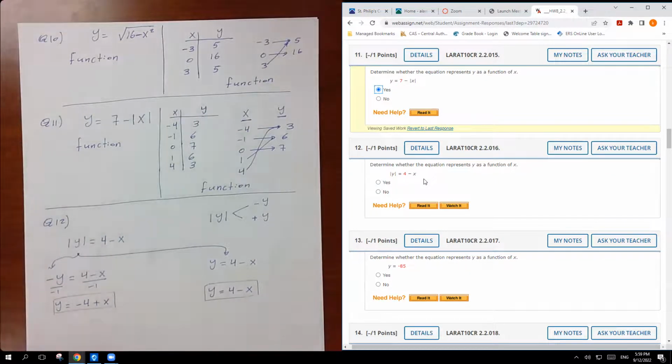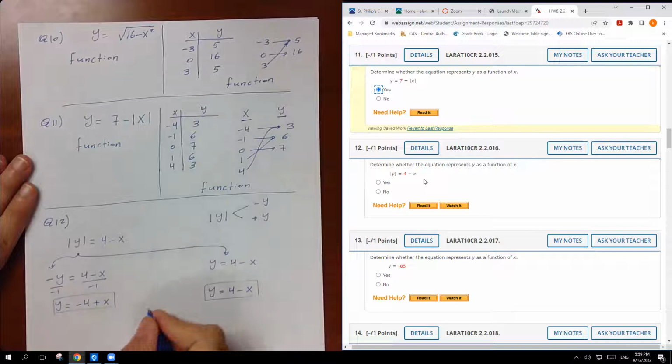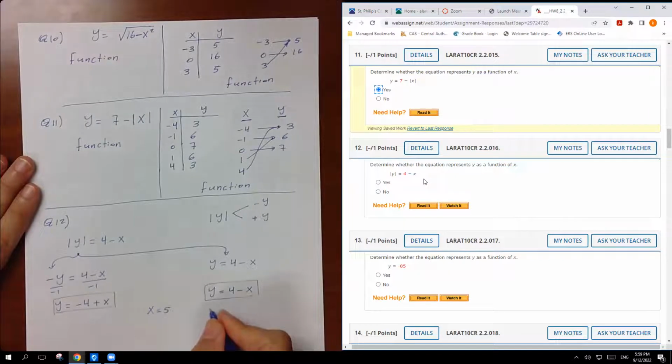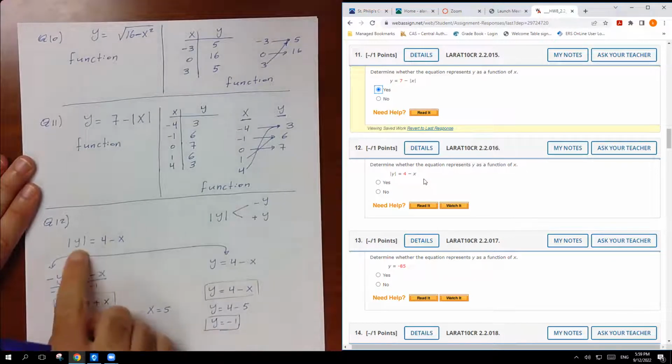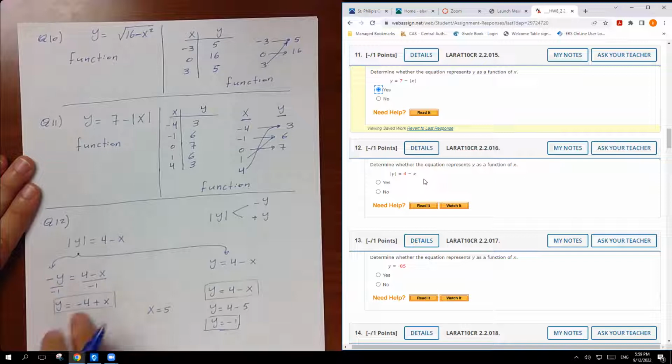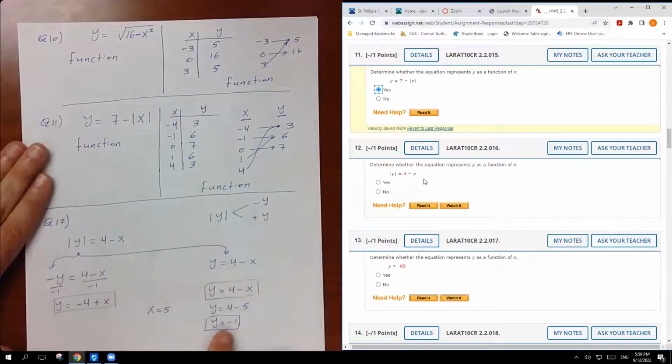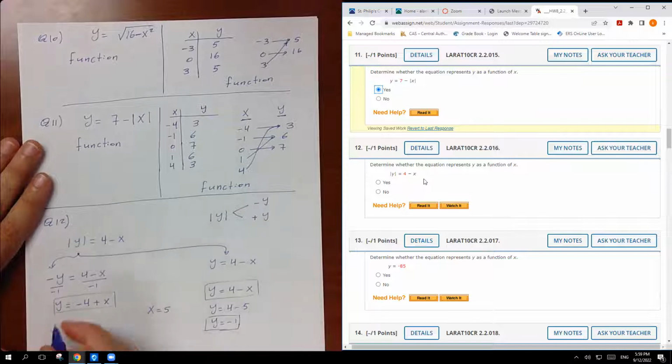Let's choose any number for x. Let's choose x equal 5. X equal 5. This is the input. Plug in 5 here. Y is going to be equal 4 minus 5. That means y is going to be equal -1. This is the first value for this function. Let's plug in 5 on the second part, because this function has 2 parts. Plug in 5 on this one. That means y is going to be -4 plus 5. In this case, y is going to be equal 1.